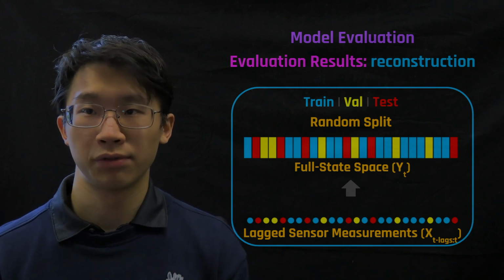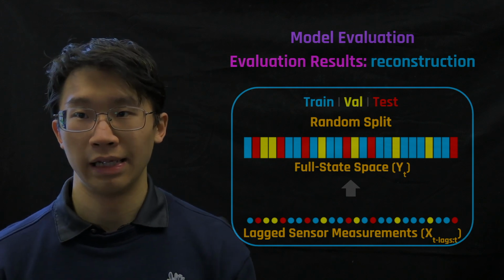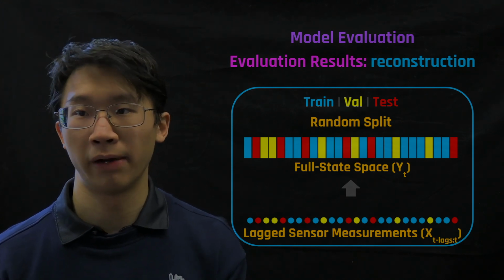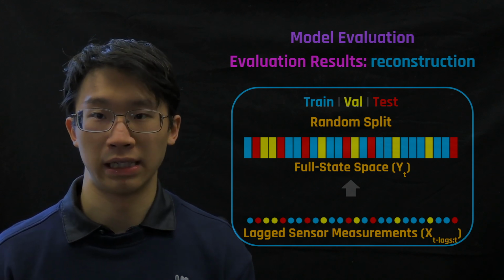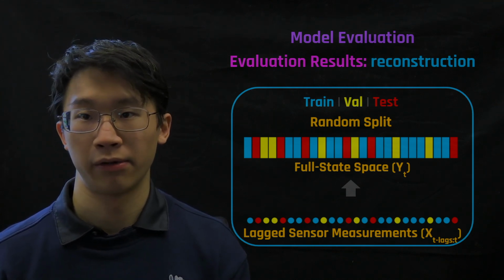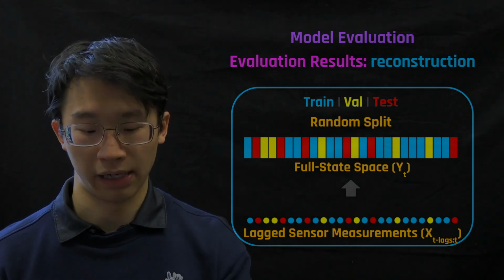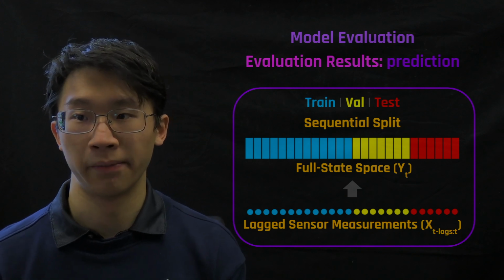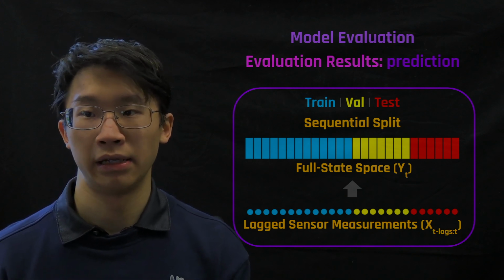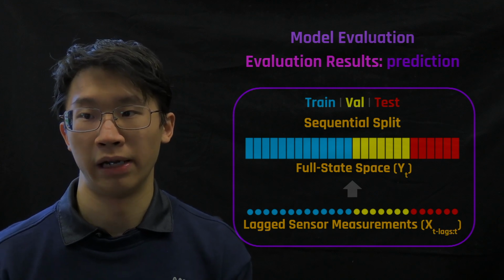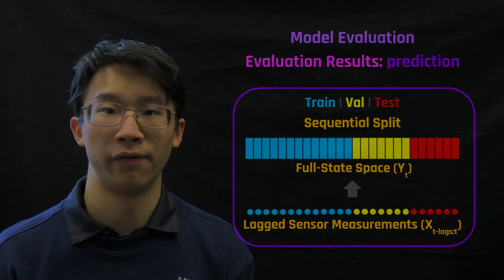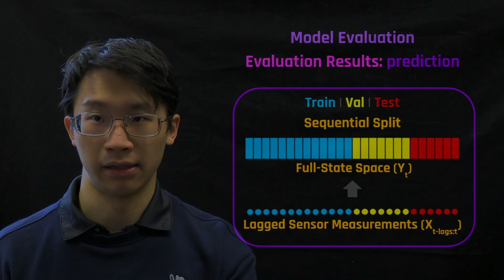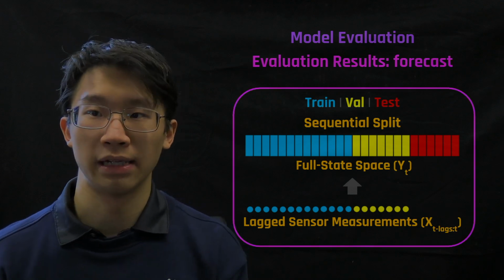For the reconstruction evaluation, it takes in the reconstructor data set, right? So it looks specifically at the test data in the red, and reconstructs what the full state space looks like in the red time steps and calculates the error from that. In the prediction, it takes in a sequential data set. So here we're passing in the sensor measurements in the red, the last subset of the data set, and then we try to reconstruct it. So this is called prediction.